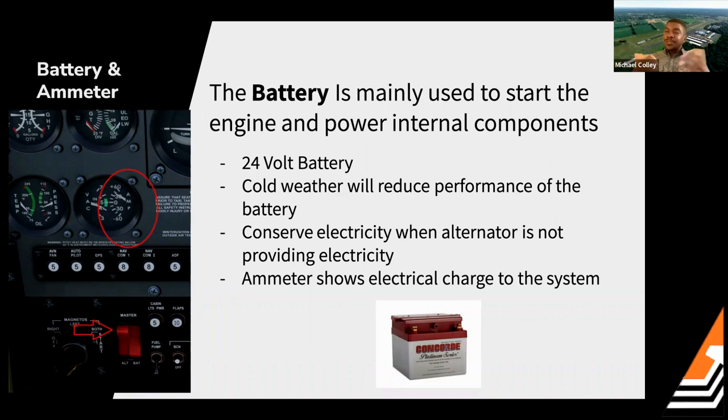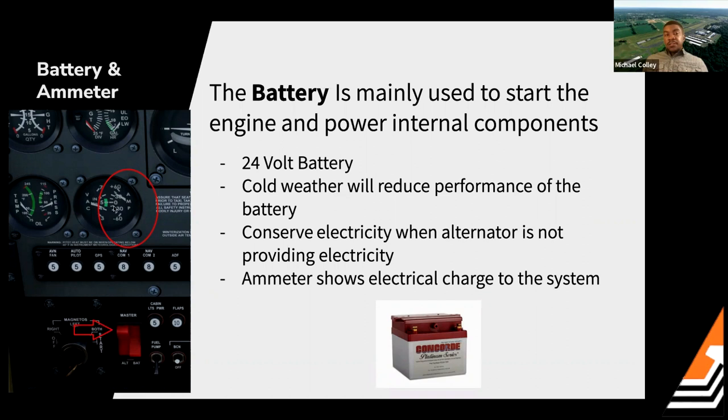But just know that as far as your avionics and radios go, you have about 30 minutes. That's not in relation to the actual engine, so make sure that's not confused. That's a common misconception. If your alternator goes, your engine will still perform, however your avionics will cease to operate. And then, just like I mentioned, the ammeter shows electrical charge to the battery. If you have a positive reading, it means more electricity is going into the battery than is being withdrawn. If it's negative, it means there's a discharge of the battery.